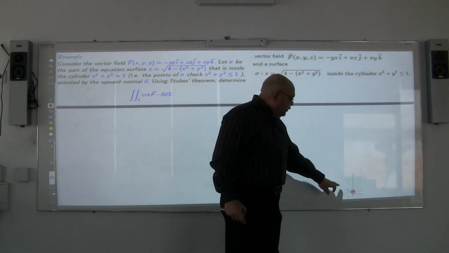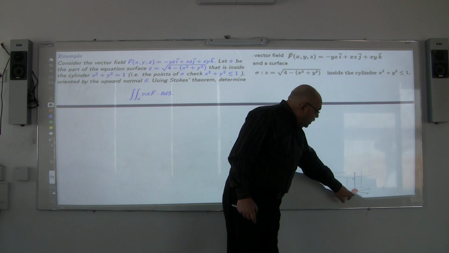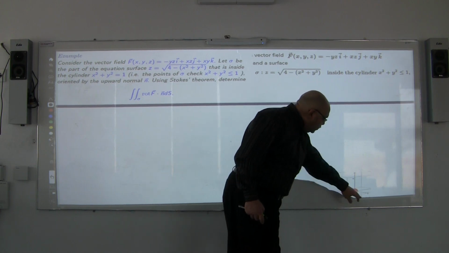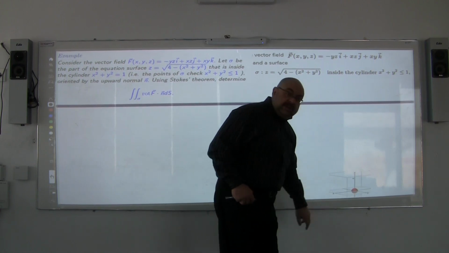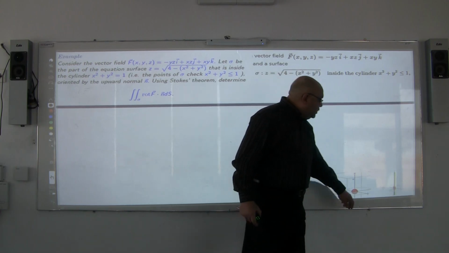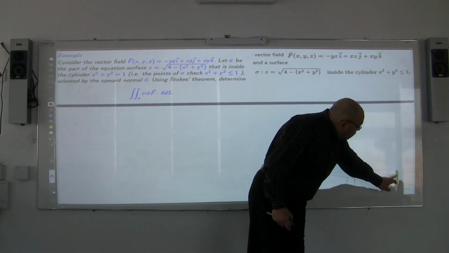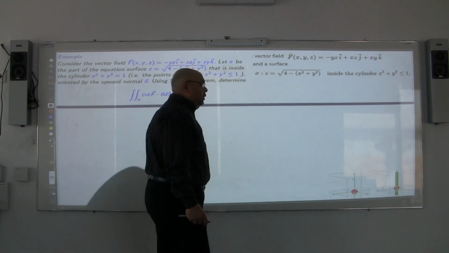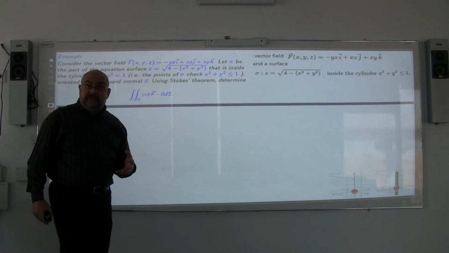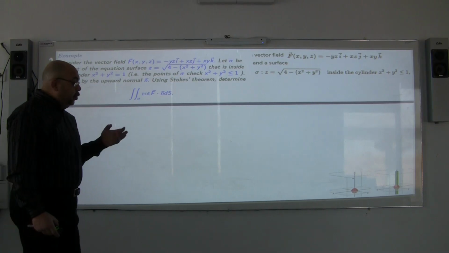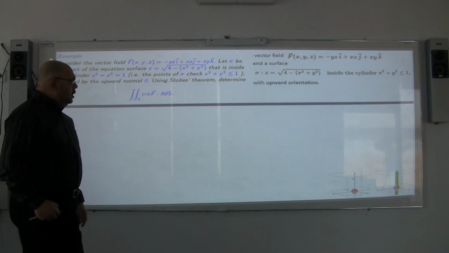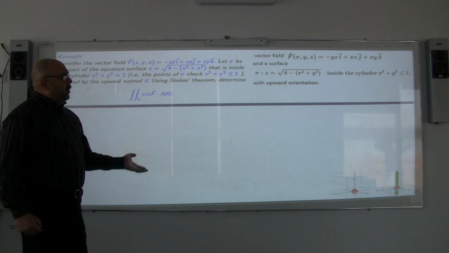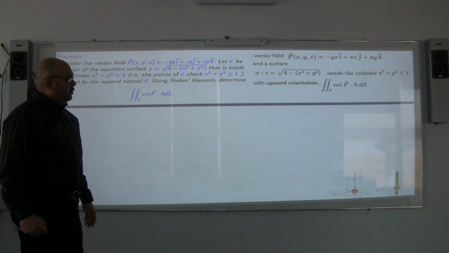That's the shape of the sphere. If you can see, that's the sphere in x, y, and z, with radius equal to 4, and that's the cylinder inside the sphere. I will need to determine the flow of this vector field through this part. So it's very simple, and the orientation is upward, as you can see.